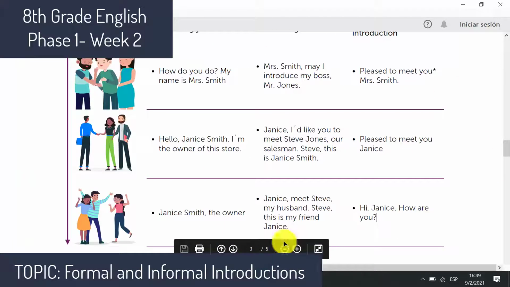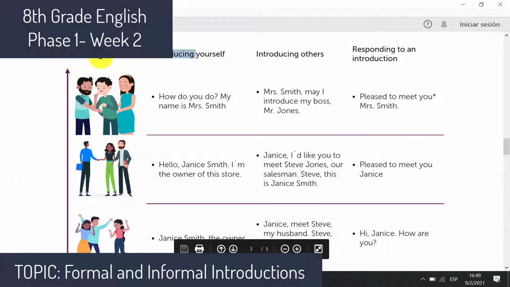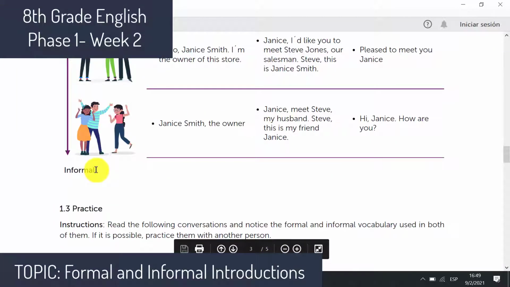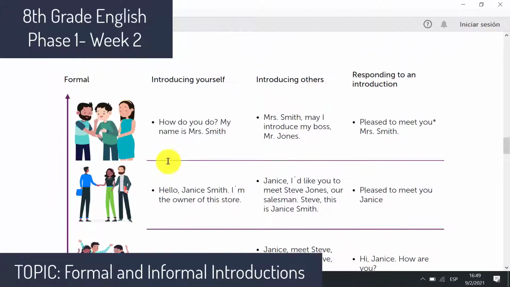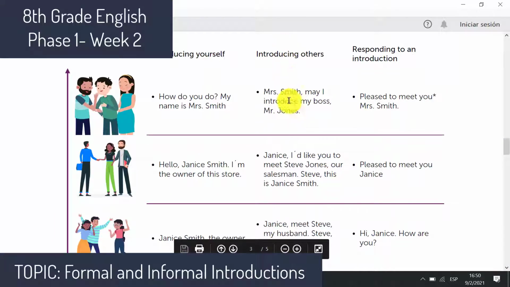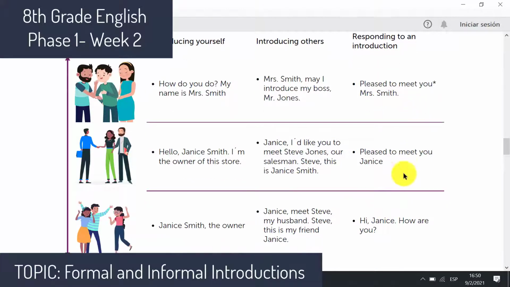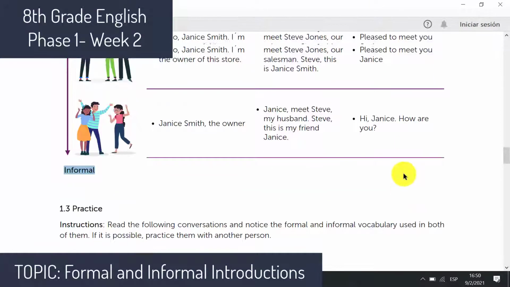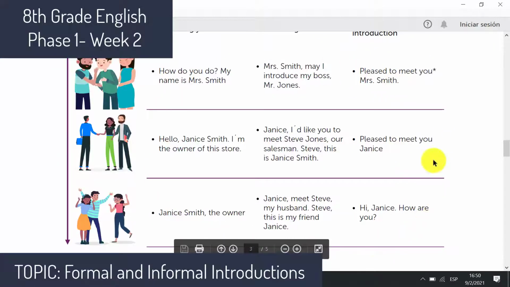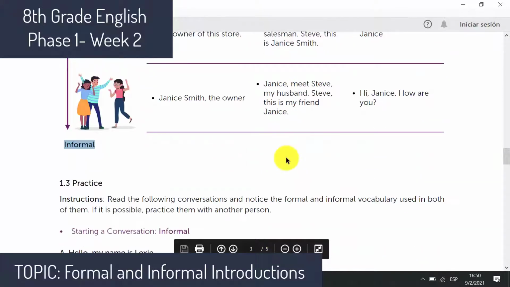Remember, el que está más arriba es el formal y el que está más abajo es el informal. ¿Ok? En esta columna, cómo presentarse. Introducing yourself. En esta columna, introducing others. Presentar a otros. Y en esta columna, responding to an introduction. Cómo responder cuando alguien se presenta. Okay, so this is the vocabulary you should practice or put into practice when you write your conversation. Esto le va a servir para cuando hagas sus conversations, okay?